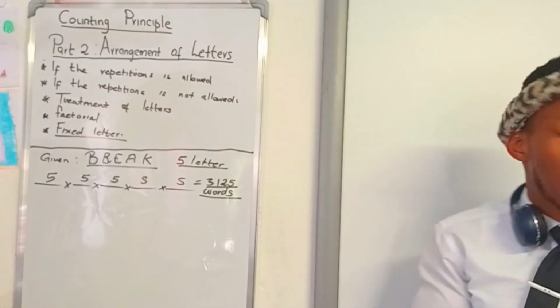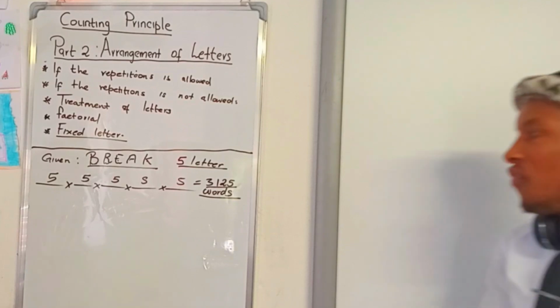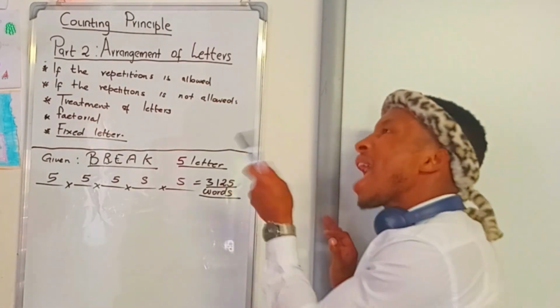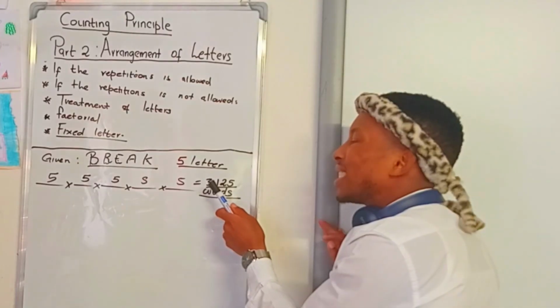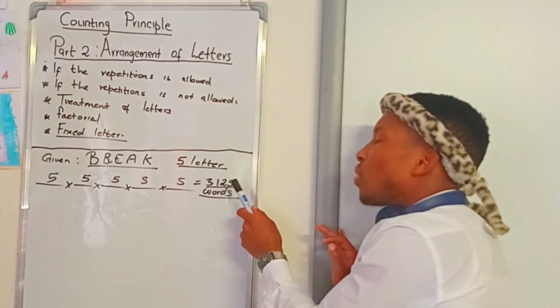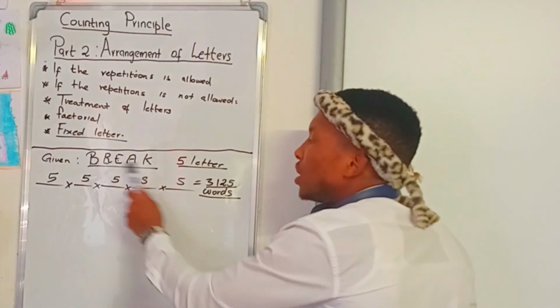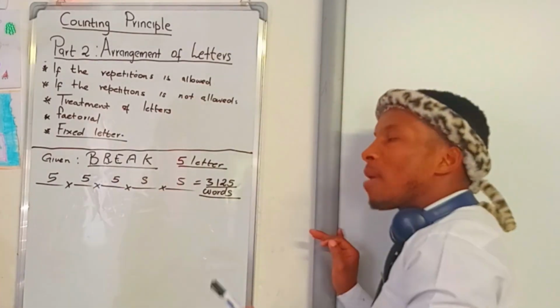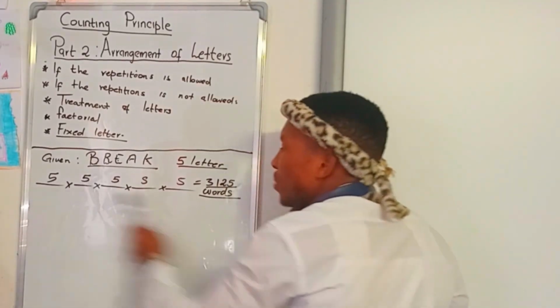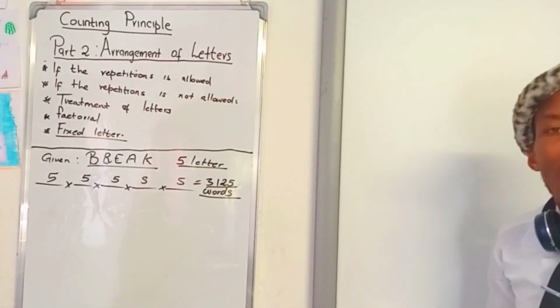Okay, then we have the arrangement of letters. We are going to create the words, 3,125 words, by using all of these alphabet letters. If the repetition of letters is allowed, therefore we call this the fundamental counting principle.